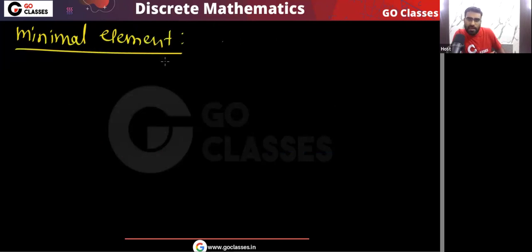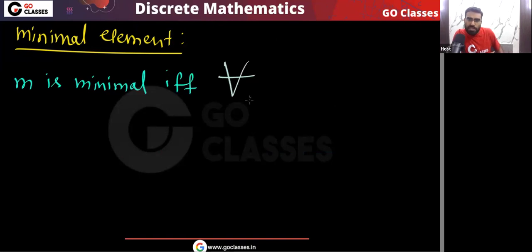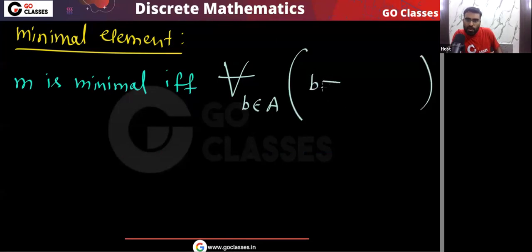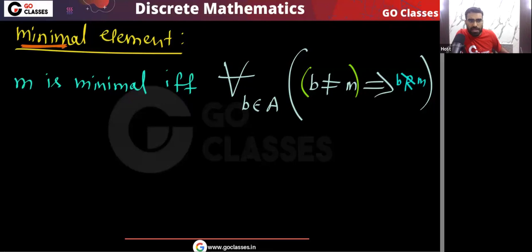Actually, if you notice the definition of minimal, what is that? Look at the definition of minimal element. M is minimal if and only if, for all elements in the base set, I can say that if B is not equal to M, then B will not be related to M. Yes or no? Agree? This is the definition of minimal, that no one else is related to me.